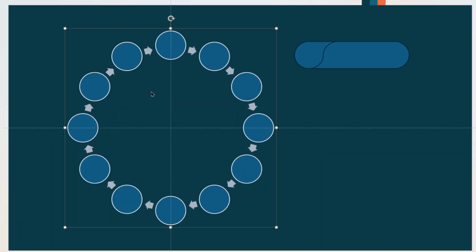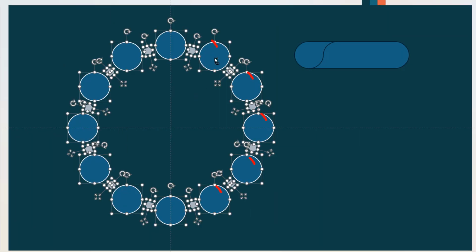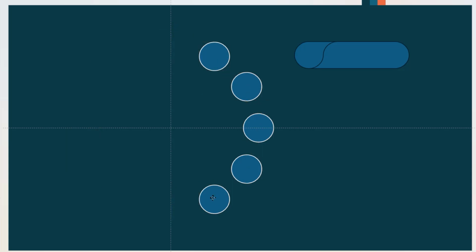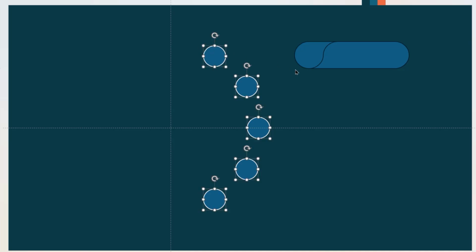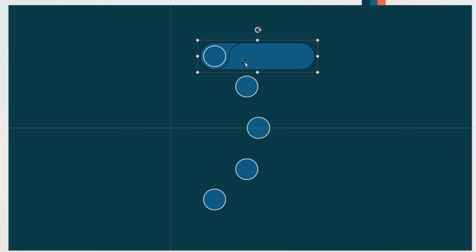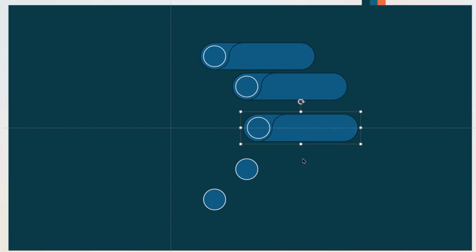Ungroup this Smart Art 2 times, deselect the required 5 circle shapes, and then delete rest all other shapes. Reduce the size of these circle shapes, and then align our first design element to first circle shape. Now duplicate this design element and align to other 4 circle shapes.